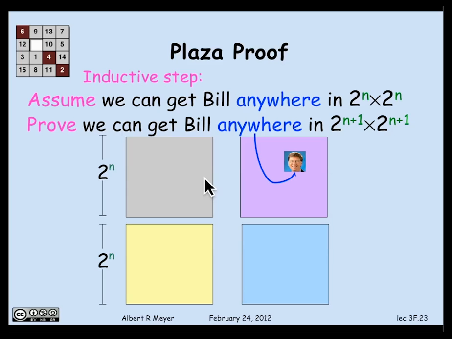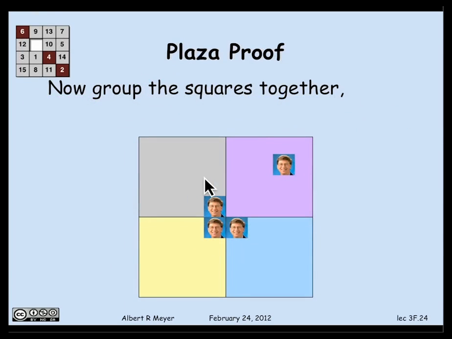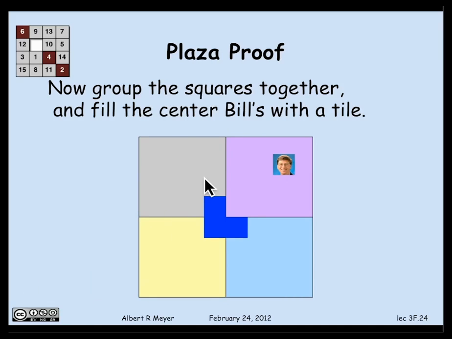Well, here's the trick. With the other 3, since I can tile them with Bill anywhere, I'm going to tile them with Bill in the respective corners of those 3 other subsquares, which meet in the center of the full-size plaza, as shown here. Having done that, now it's obvious how to fill up the whole 2^(n+1) by 2^(n+1) plaza, because I pull those 4 separate pieces together to form the full-size plaza. And look, I just put an L-shaped tile in the middle to fill up those 3 corner Bills, and I'm done, and the proof is complete.